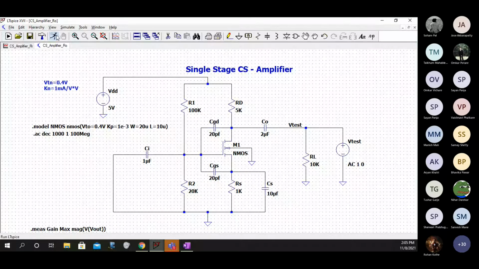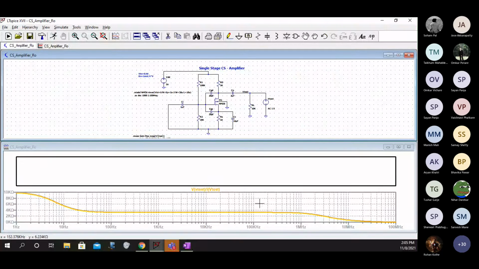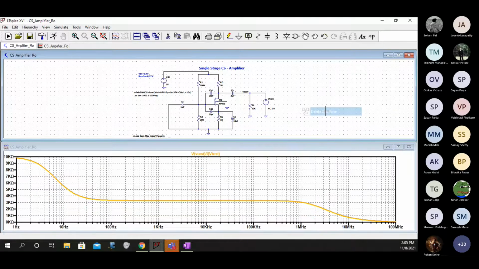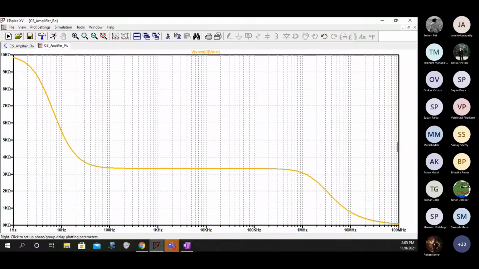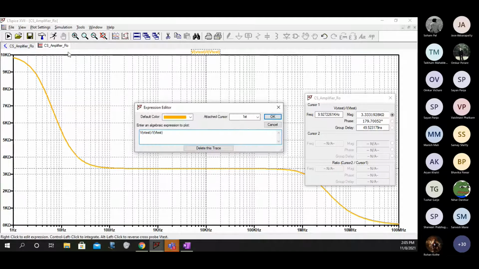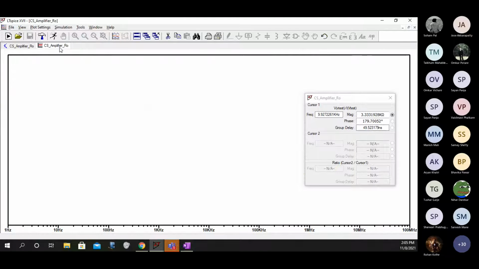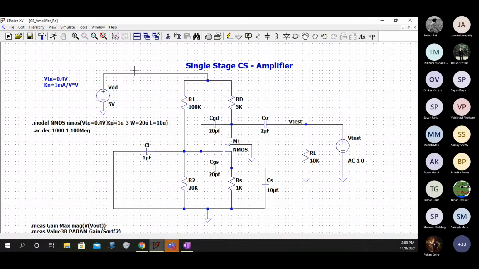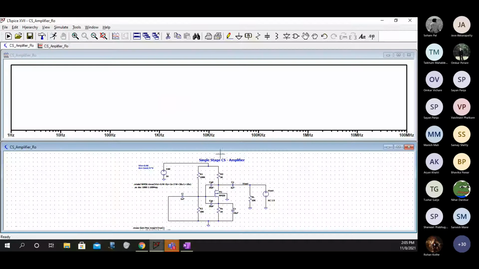So now you can again simulate this thing, and you can see that the value here has been plotted. But what I'll do is I'll tell you from the start how to do this.